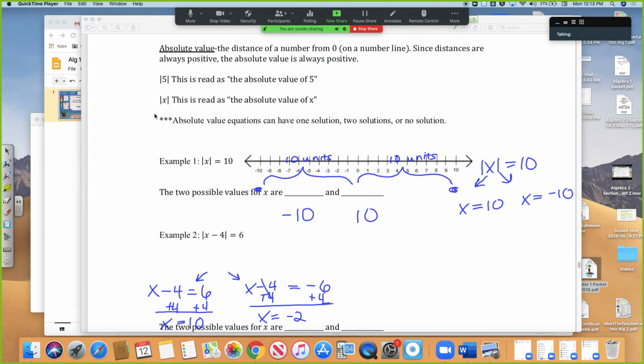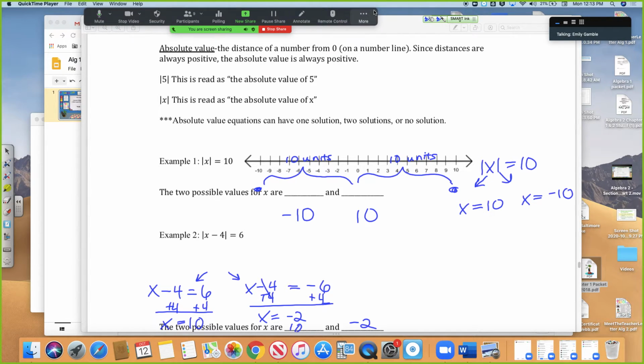So 10 and negative 2, in any order. You don't have to put it in a certain order. It can be negative 2 and 10. That works. Okay, any questions so far?